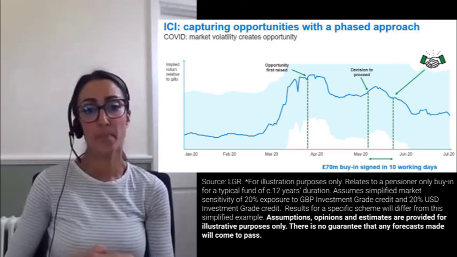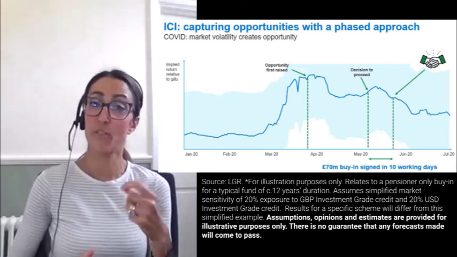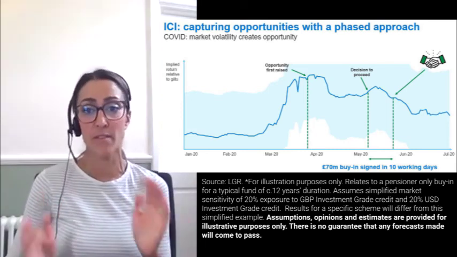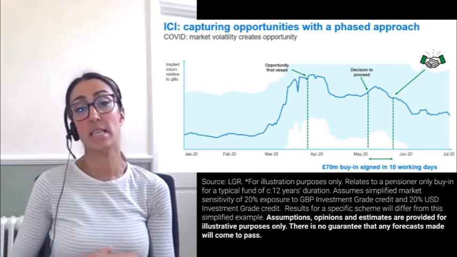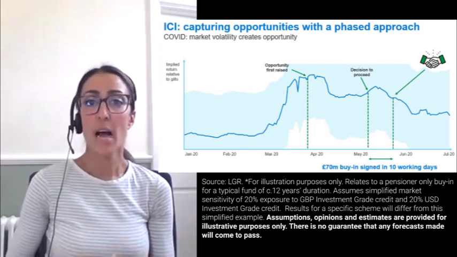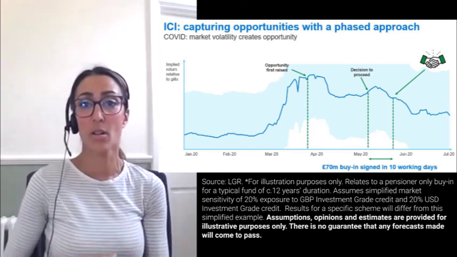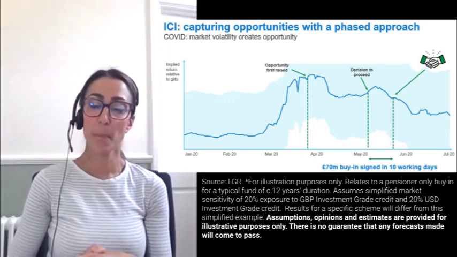So you can see on the chart the period in which we first raised the opportunity, and then the period in which the decision was made. That's about a 5 to 6 week period. And really that was because the trustees needed to give us a revised cut of data. And there was also an additional governance step in the process, given it was an out of cycle situation rather than being the usual autumn process.